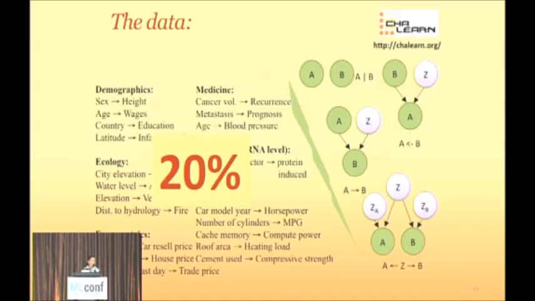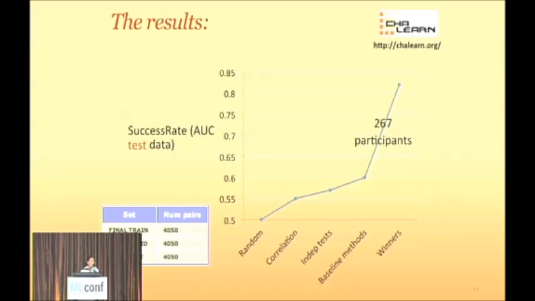So we used 20% of the real data from pairs like age causes wages, or cancer volume when you do surgery may cause or not recurrence. And then we had 80% of artificial variables. Now the results were really, really stunning. By just giving out to the world training data, for a problem that people had never seen before, we made a huge progress compared to the state of the art.